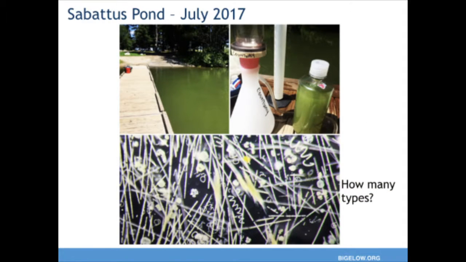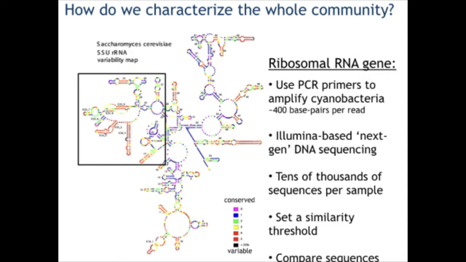Another site I've worked at is Sabattis Pond, and this is one of these very green ponds. It's a very shallow pond, and many different types of cyanobacteria. In fact, the cyanobacteria were really the only thing I could see under the microscope. And this is just looking at the gene that we typically sequence. It's not particularly important, but it's just pointing out that we sequenced this one little short fragment of DNA within this gene.